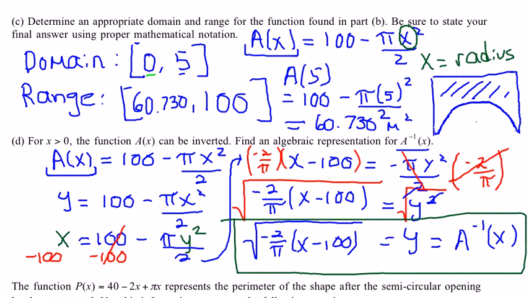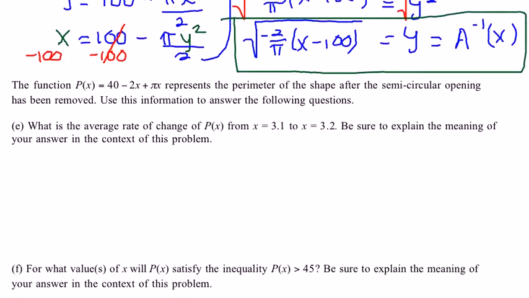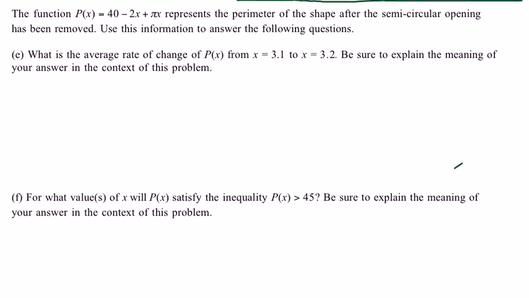Okay, so we found the domain and range in the context of this problem by figuring out if it helps to draw it. Sometimes it does. To me, it does. And we found the inverse function, a inverse of x, which is the square root of negative 2 over pi times x minus 100. Okay, we're going to switch to the next part of the problem here. We're going to pick it up from here.